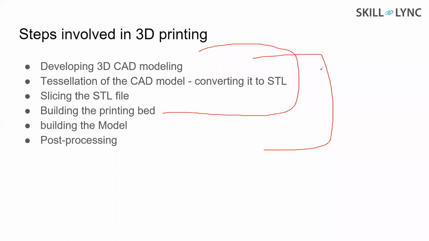So in the pre-processing, what do we do before printing the material? First step is we'll develop a 3D CAD model by using any of your softwares, like CATIA, SolidWorks, NX, something. So by using all these softwares, you'll develop a 3D model, right?